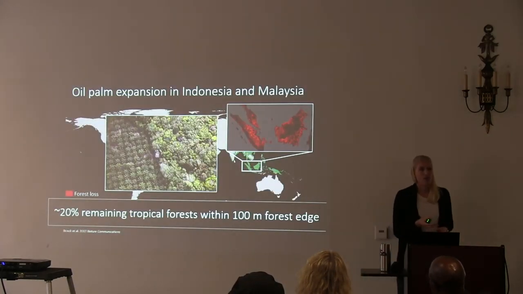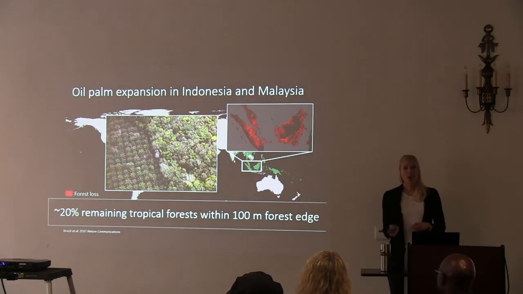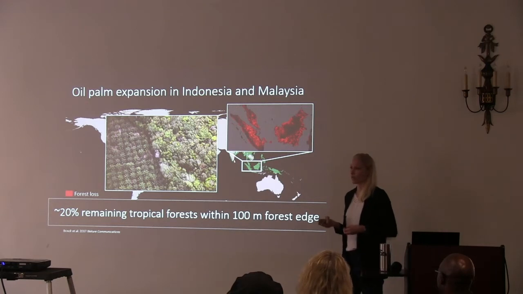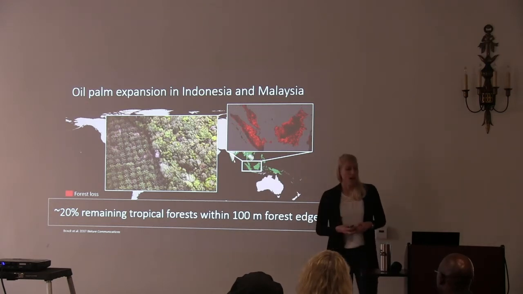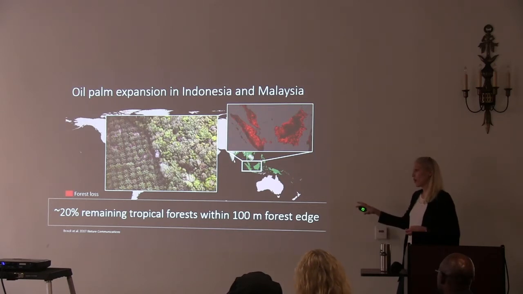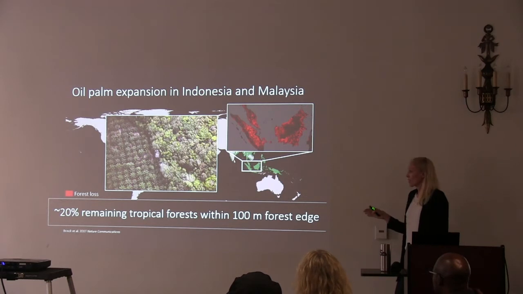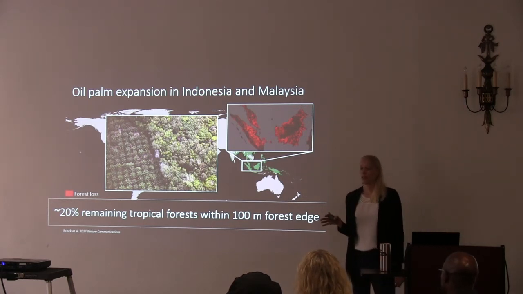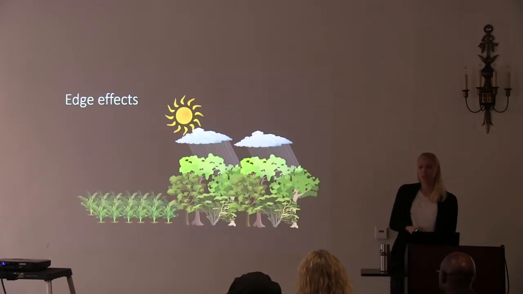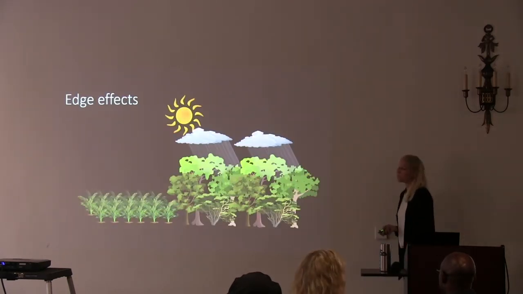So I just told you a lot about oil palm expansion in Africa, but again, most of what has occurred has really been concentrated in 2 countries, Indonesia and Malaysia, in Southeast Asia. And since 2000, along with a lot of oil palm expansion and lots of other drivers of deforestation, 20% of tropical forests are now within about 100 meters of a forest edge, which is a pretty alarming number. And so this really becomes an edge effects question.